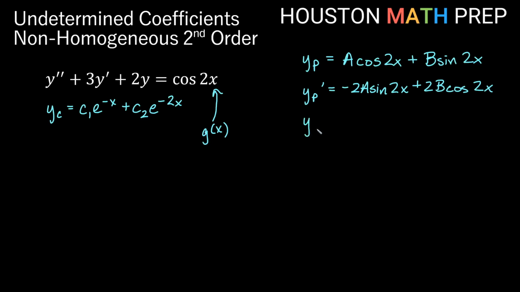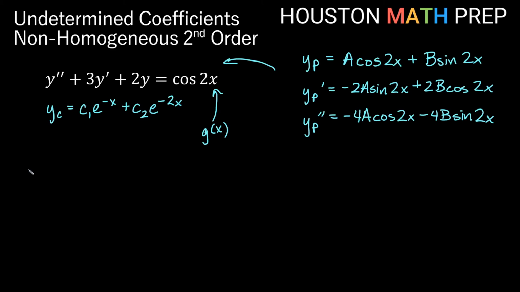Taking the derivative of that, y sub p double prime, here we'll get cosine there, another 2 will come out, so we'll get negative 4a cosine 2x for that derivative. Here we'll get negative sine, another 2 will come out, so we'll get minus 4b sine of 2x. So that's our y sub p, its first derivative and its second derivative. We'll have to take that and plug it into the equation.